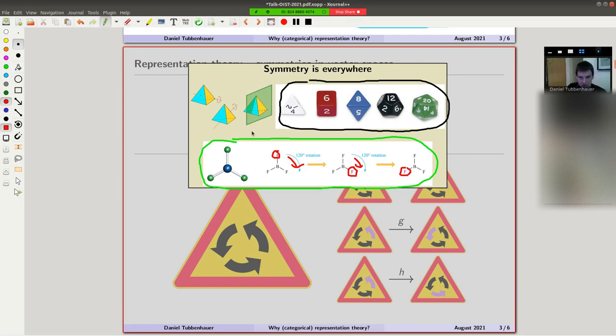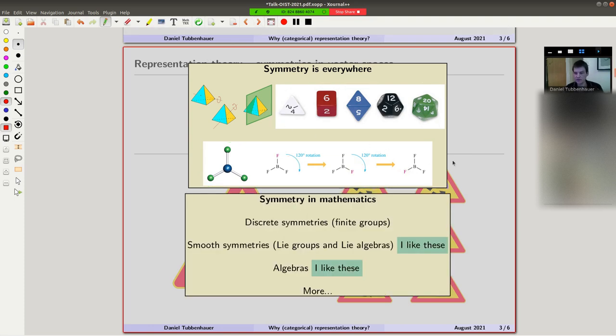And that's kind of a general pattern in mathematics, or in life itself, those funny symmetries. So in mathematics, it comes down to studying discrete symmetries, which are finite groups, which I explain in a second. You can study smooth symmetries, which are usually Lie groups, or their associated Lie algebras. That's what I like to do. You can study more sophisticated parts, like algebras themselves. But you can just think naively of them as symmetries of certain systems. And in particular, the first two are really just the discrete symmetries. That's what I showed you, rotational symmetries of funny objects.